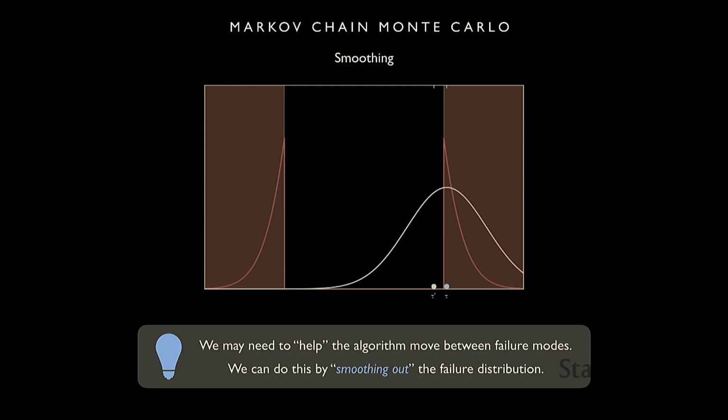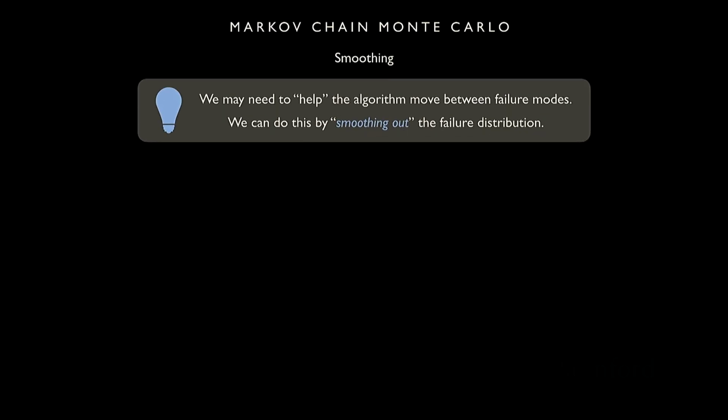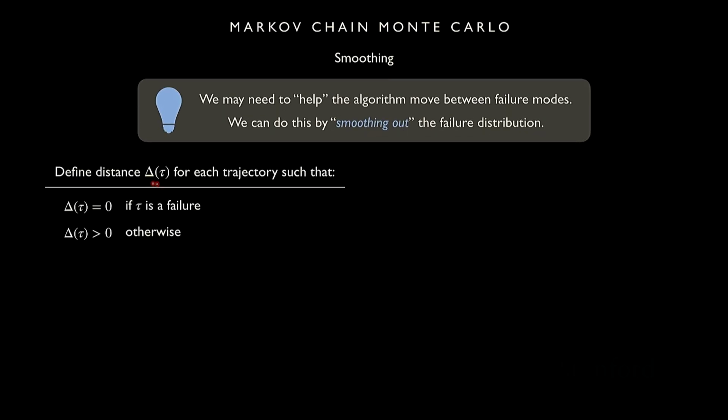But because we're taking a finite sample, a lot of times our finite sample is just going to contain samples from this one failure mode. So we said, let's try to help this algorithm move between these failure modes by smoothing out the failure distribution. The way we said to do this was to define a distance function that we call delta. This function should return 0 if the trajectory is a failure, and it should be positive otherwise. So it represents a trajectory's distance to failure. One really easy way to do this is to take the max of the robustness and 0. The robustness will be positive when it's not a failure, and we'll make sure it's 0 when it is a failure.